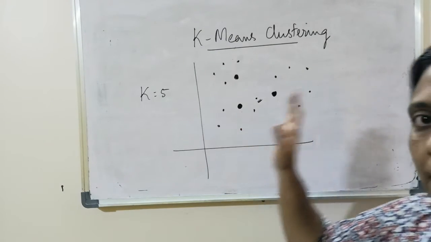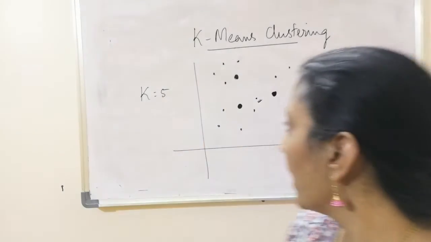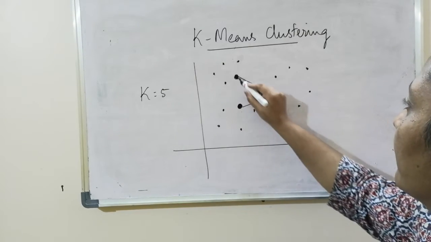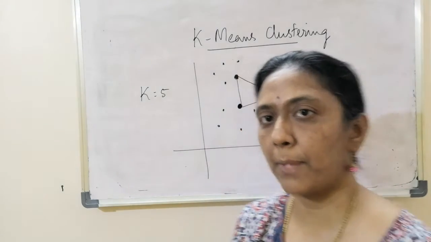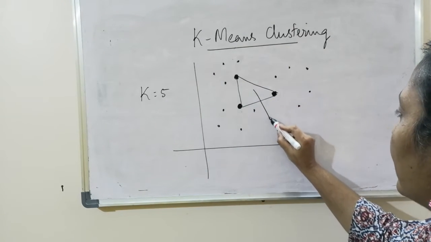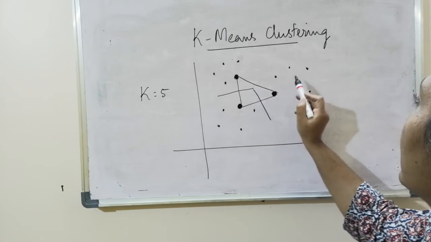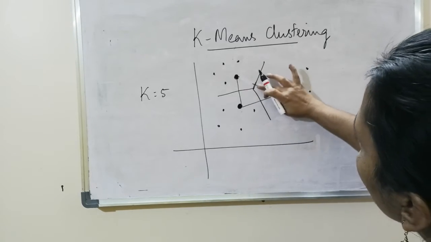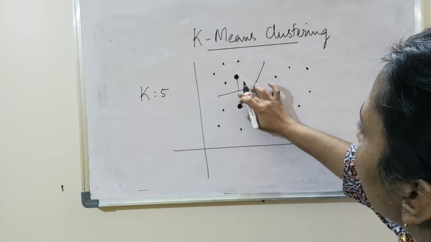So the next step after finding out the seeds is to form bisectors. Here I am going to draw straight lines connecting all the seeds, and then draw perpendicular bisectors for each of the straight lines. So what is the perpendicular bisector for this is this. And what is the perpendicular bisector for this is this. What is the perpendicular bisector for this is this. So these are the lines which indicate the perpendicular bisectors.